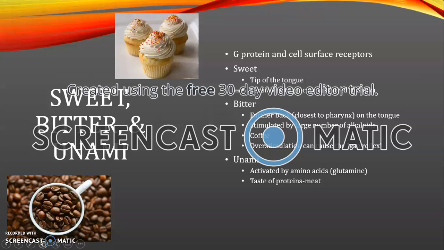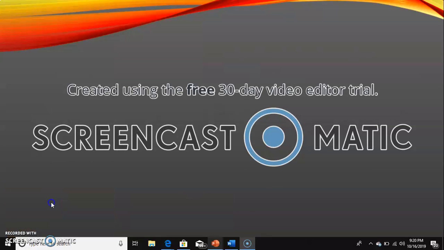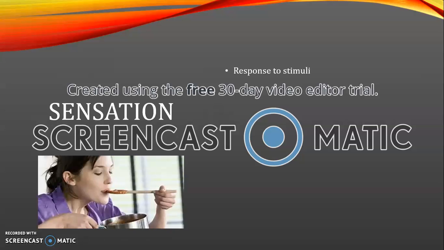This taste occurs when amino acids, specifically glutamate, are present. Umami is mostly associated with meat-containing dishes. So, it has a taste of protein, as I stated earlier. Sweet responds to stimuli such as a donut causing dissolving of glucose in saliva.